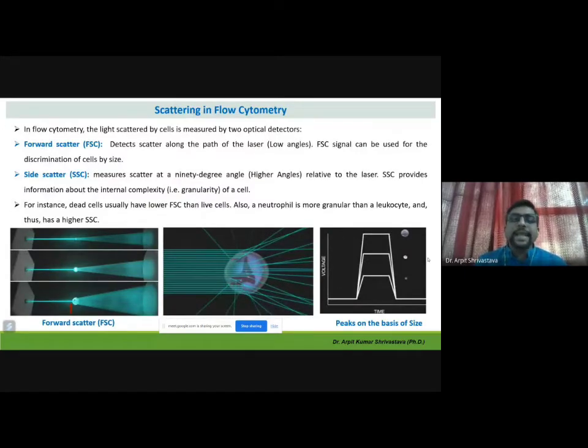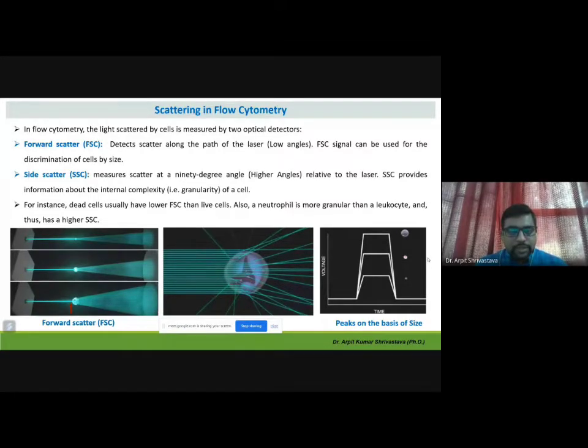And how does this scattering help us generate and interpret results? In this mechanism, the result is interpreted on the basis of forward scattering and side scattering. What is the meaning of forward scattering and side scattering? First we will discuss forward scattering. Forward scattering detectors are located within the flow cytometer. These detect the scattered light along the path.